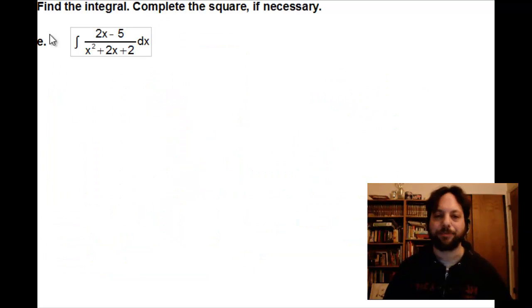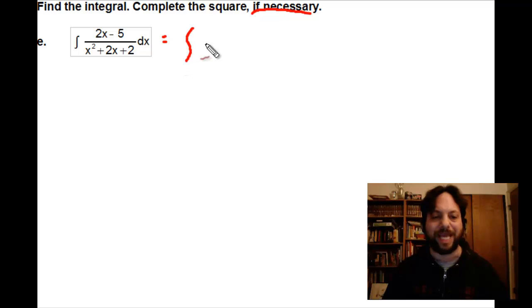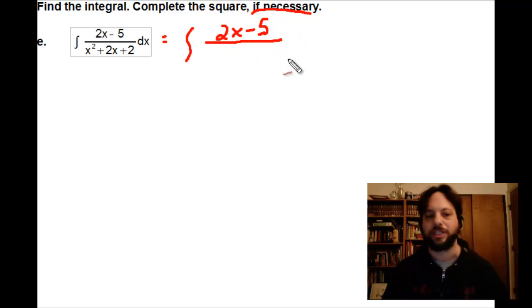Although I posit that example E has a lot of similarities to the example C that we just did, we are going to have to complete the square if necessary. And on this particular problem, well, it's necessary. So if we want to complete the square, I'm not going to go through all the mechanics of how to complete the square. If you need to know that, of course, I certainly encourage you to go back and speak to your Algebra 2 teacher.